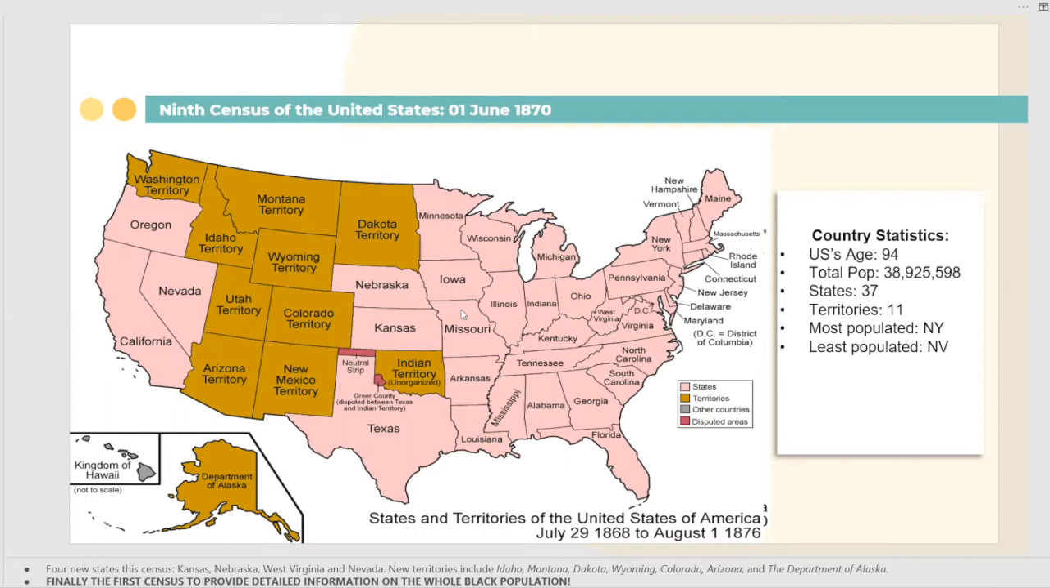And you can see that our boundaries are starting to look very familiar. This is about the first time that you can see the United States looking the way we're familiar with it looking now. Total population, 38,925,598. Most populated remains New York. The least populated is Nevada. Get used to seeing that. Nobody wants to live in Nevada.